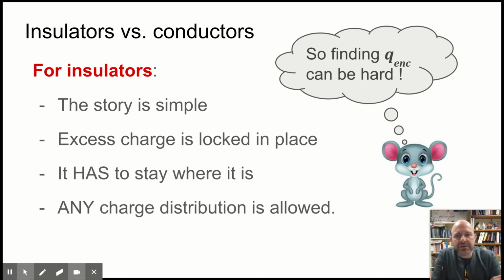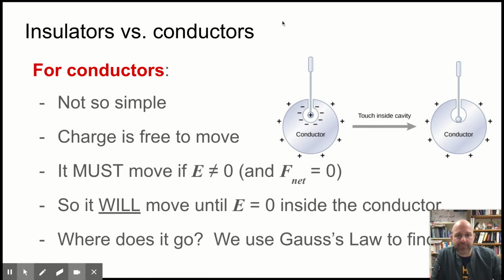So for insulators, the story is simple, right? The basic idea is that you put charge somewhere and it stays put. Wherever it is, it's there. So if you put it on the surface, it stays on the surface. If you spread it out evenly or not so evenly in the middle throughout, then it stays there. So finding the amount of charge enclosed can be difficult because it might vary as you move through the object. You might have to do an integral with regards to what the charge distribution is. So that's insulators. Think of a piece of cloth, a piece of plastic, your sweater that gets charged up on a dry day, that kind of thing.